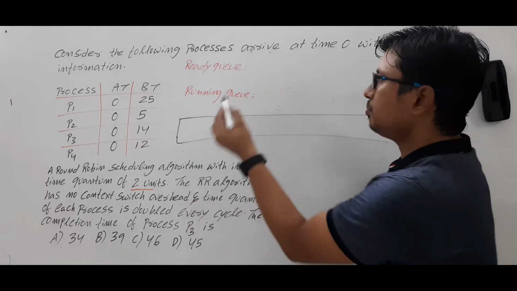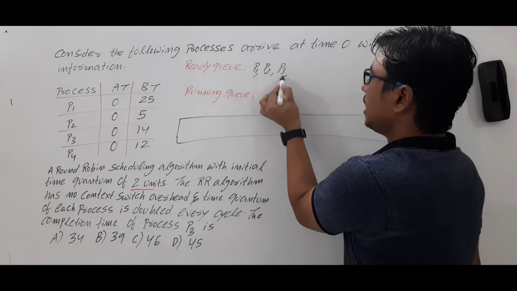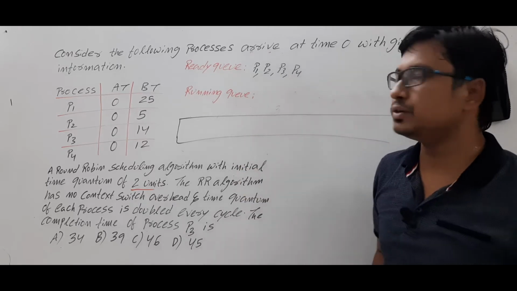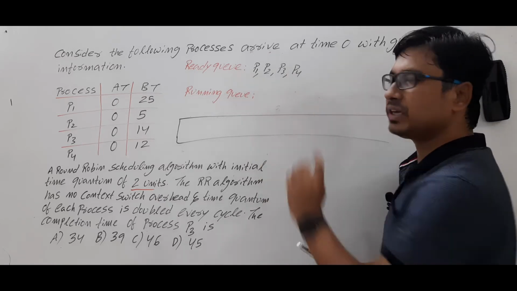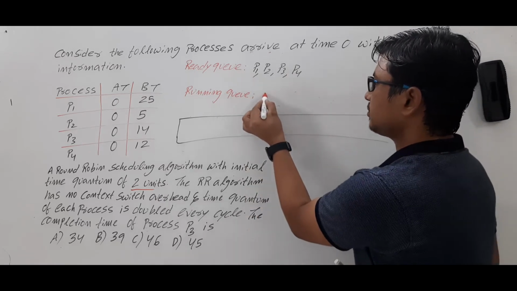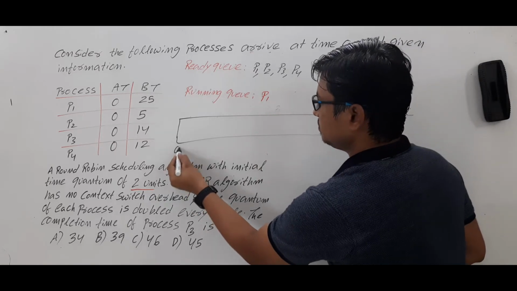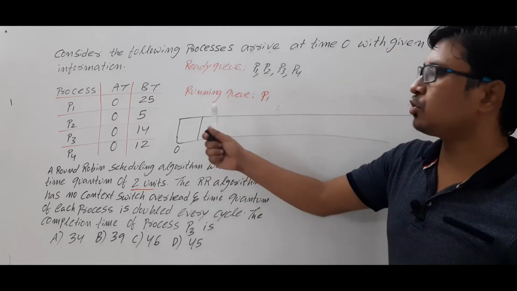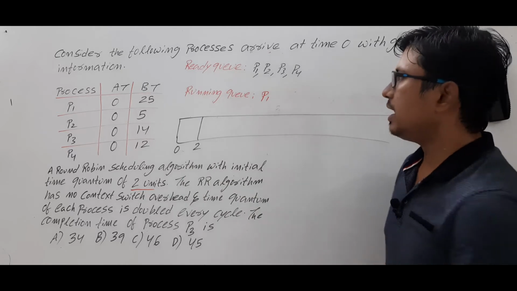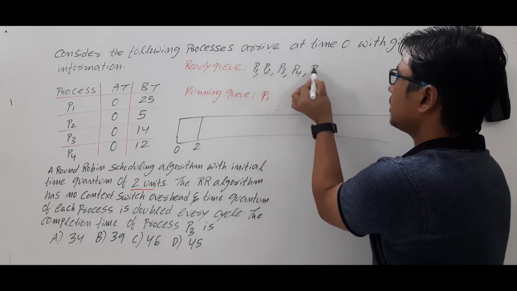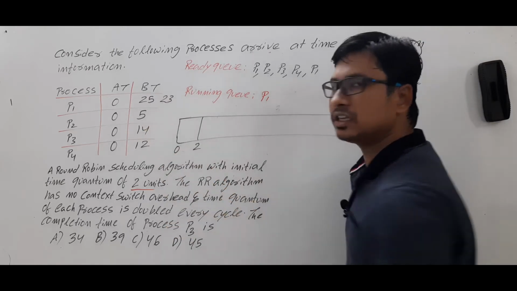Now process P1, process P2, process P3 and process P4 have arrived at 0 units of time and the order is P1, P2, P3, P4. Process P1 has arrived first at 0 units of time. It will be dispatched to the running queue. As the initial time quantum is 2 units of time, process P1 will run for 2 units of time and then be sent to the ready queue. Is it clear? Its remaining burst time is 23 units.